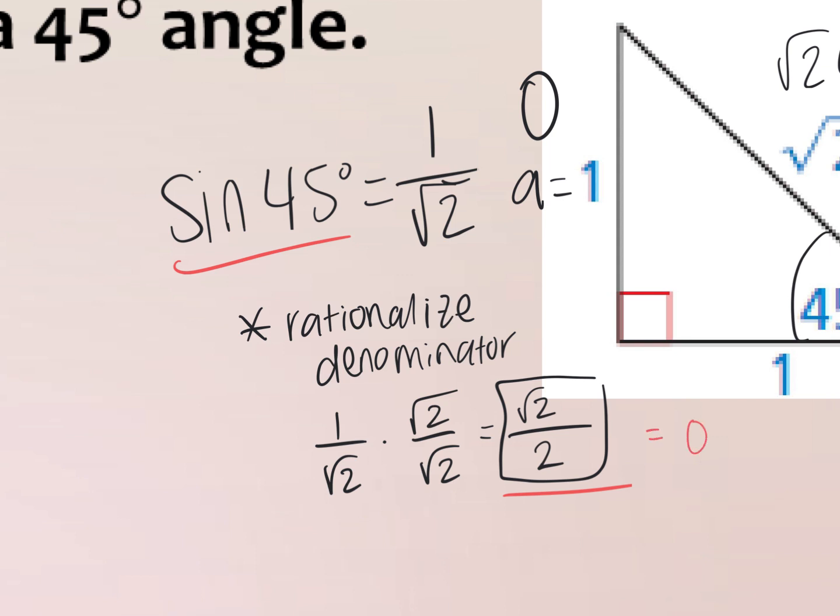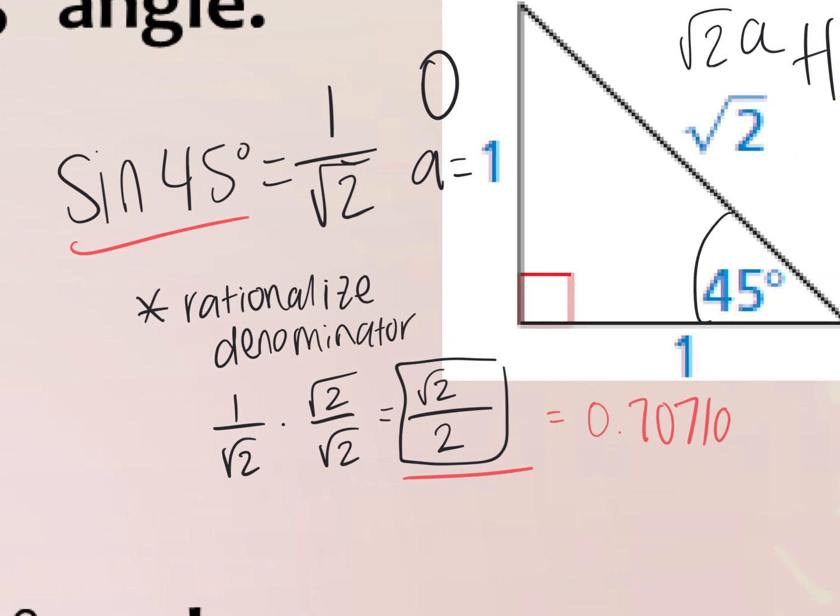For both of these, you should get 0.7071067812. Or 0.7. Okay?